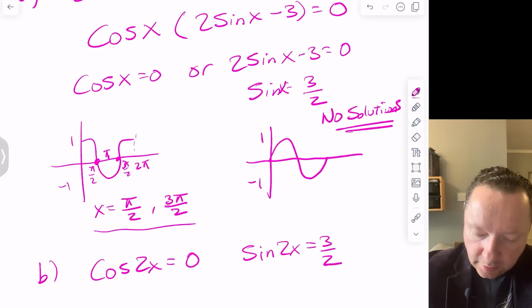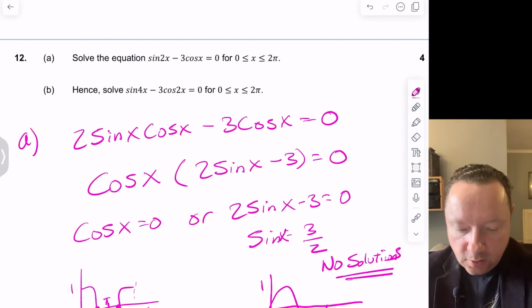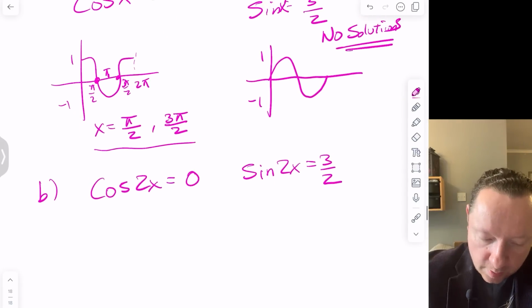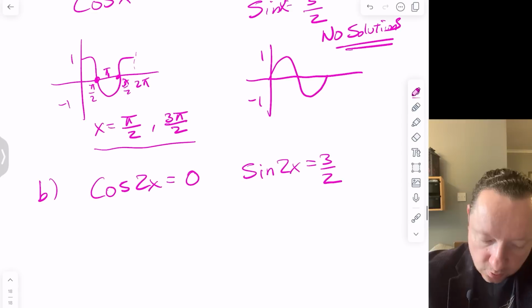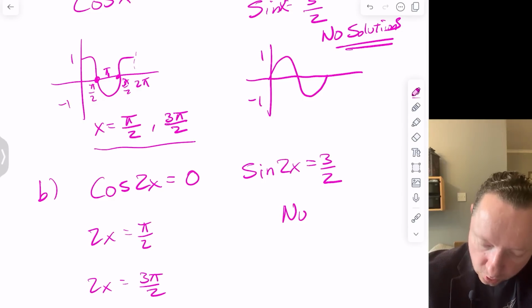Now in this case, we're still going in the same limits, which is between 0 and 2 pi. So I need all the answers. So that means that, going back to my answers, 2x would equal pi over 2, 2x would equal 3 pi over 2, and again for this one there would be no solutions.